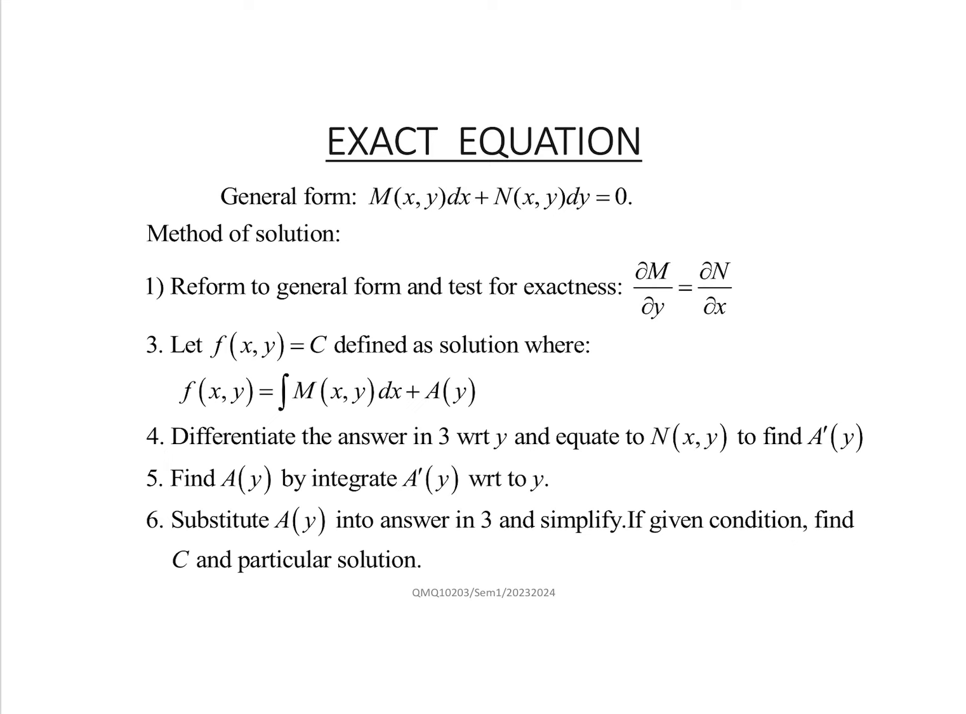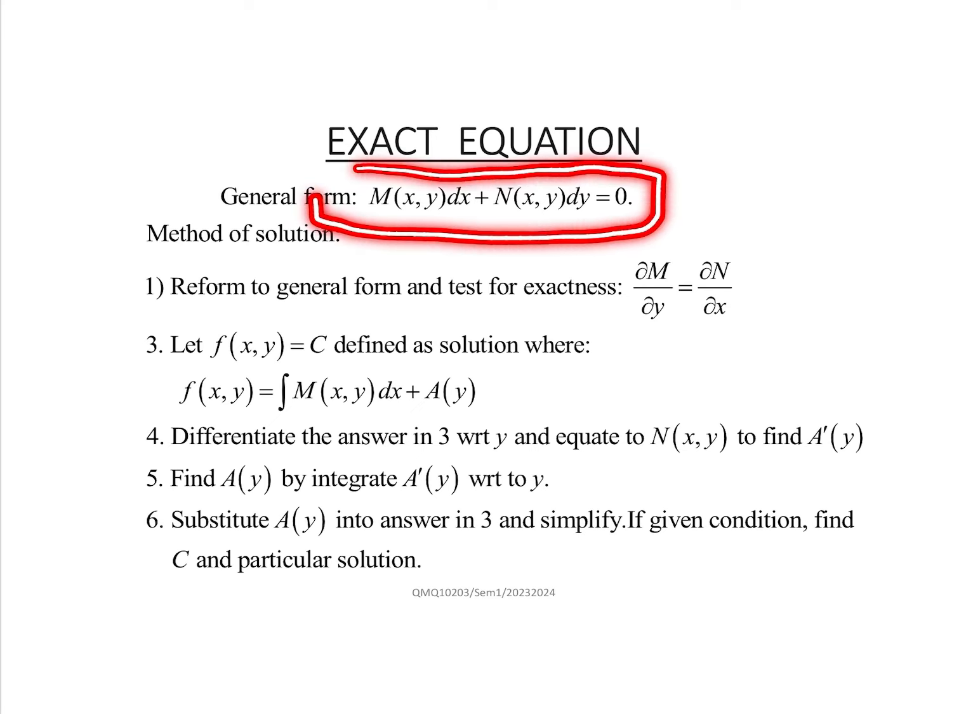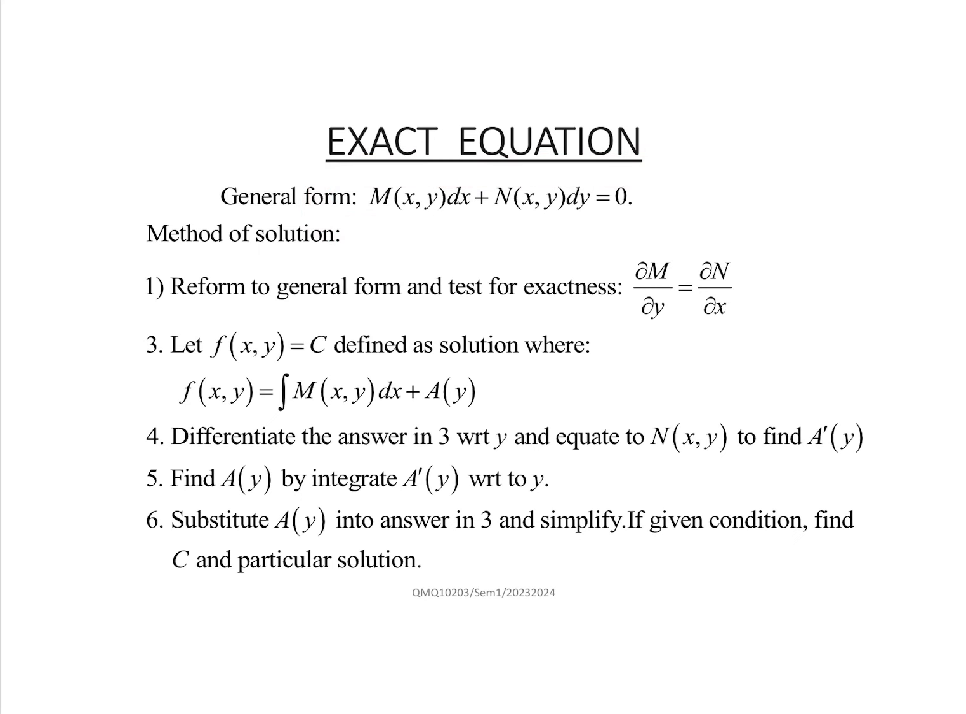So the general form of exact equation is in this form, where you can write the differential equation in terms of function M(x,y) multiplied by dx plus a function N(x,y) dy, and then this differential equation equals 0. So this differential equation is called the exact equation if it fulfills this particular condition.